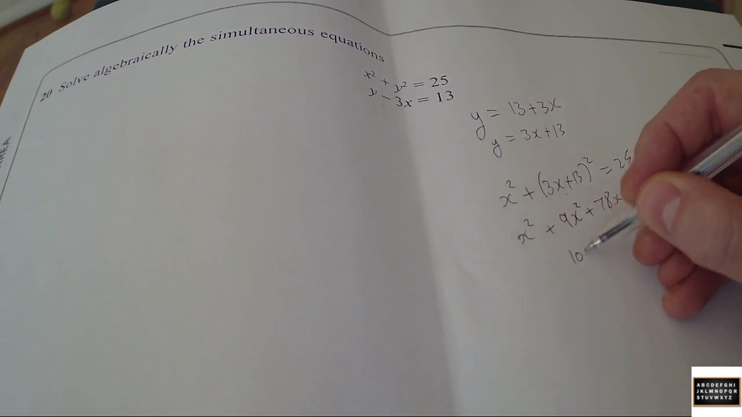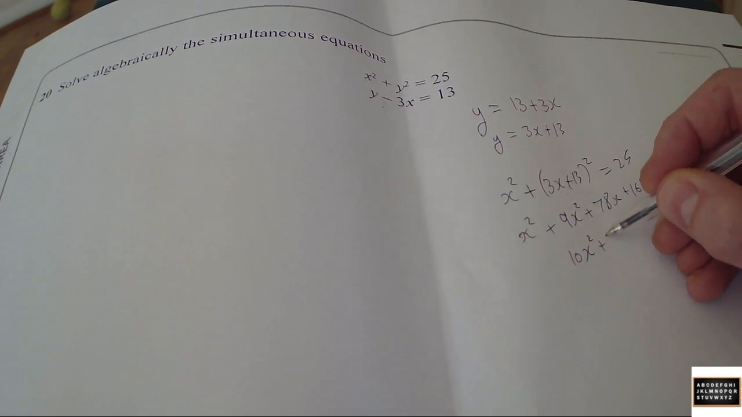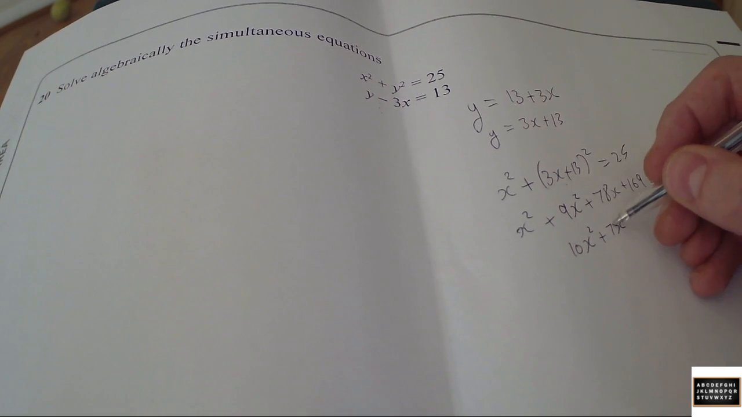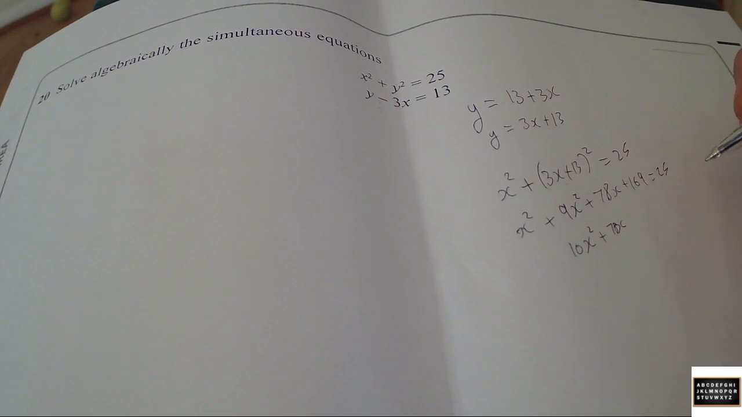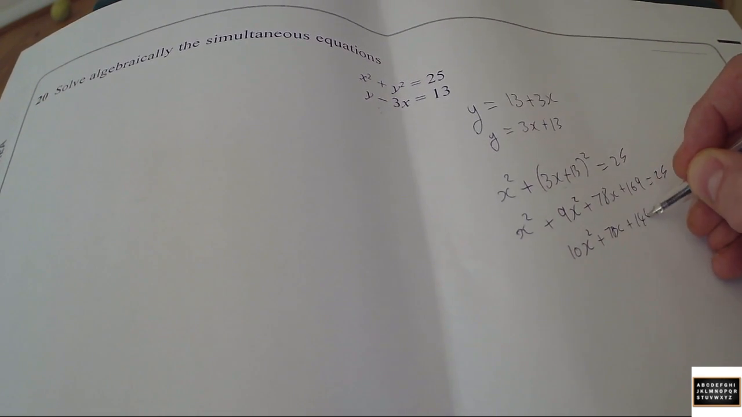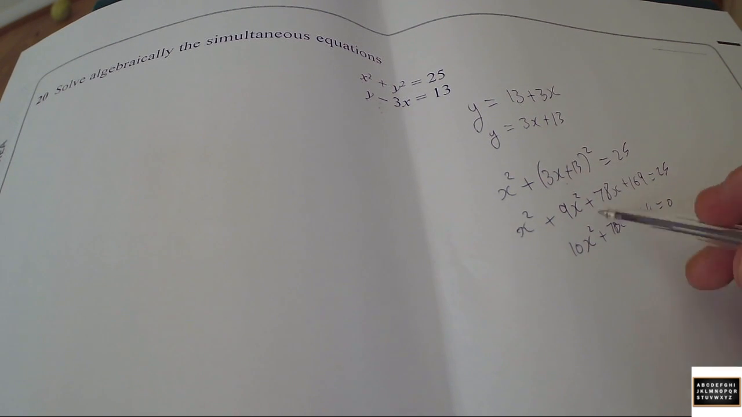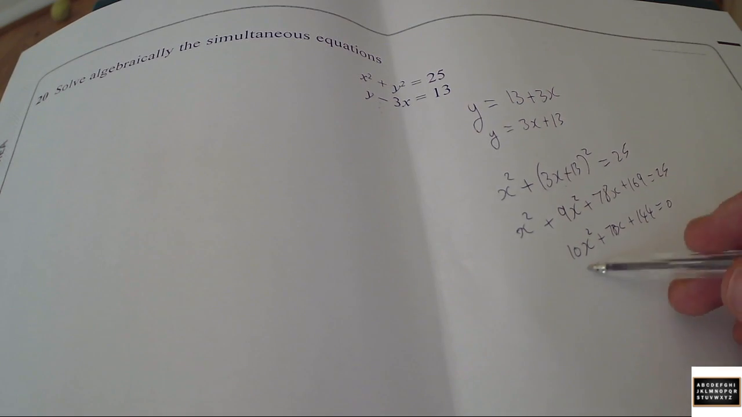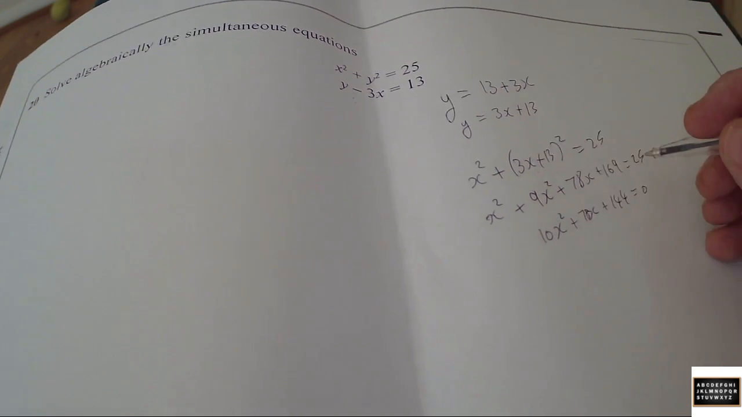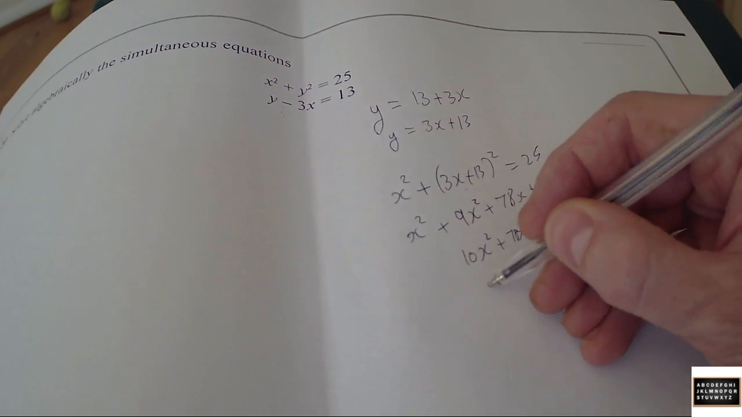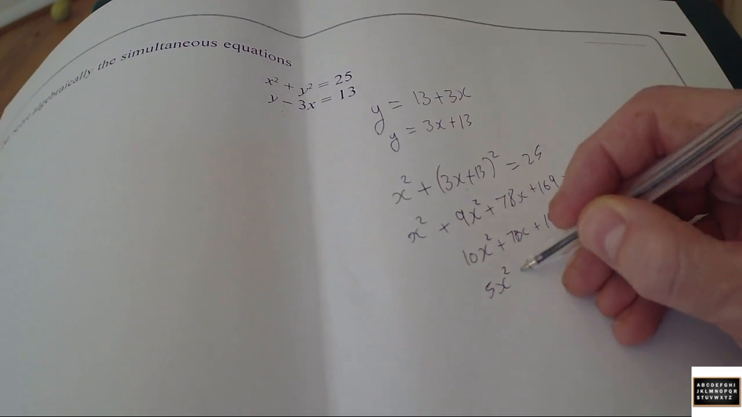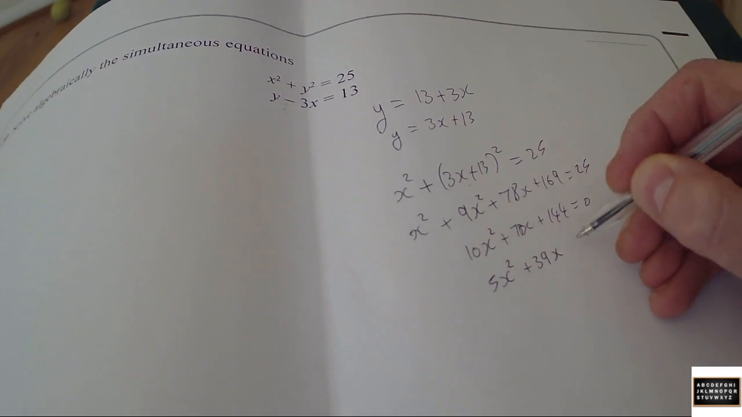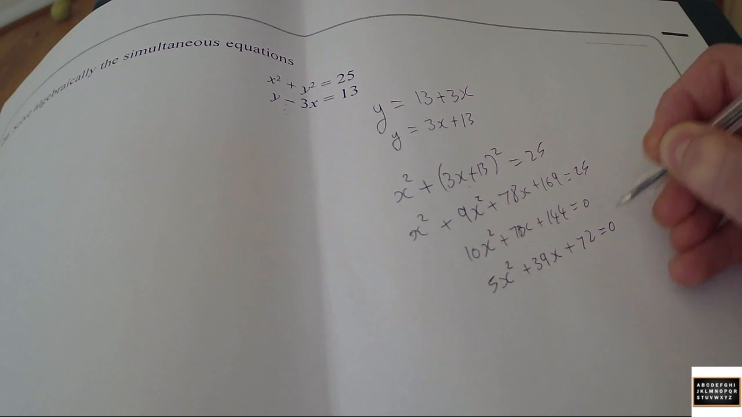And then rearrange this all together, collect it all together, you'll get 10x squared plus 78x plus 144 equals 0. So I'm collecting all the numbers together and all the letters together. Now everything here is a multiple of 2, so I'm going to divide everything by 2. So I'm going to get 5x squared plus 39x plus 72 equals 0.